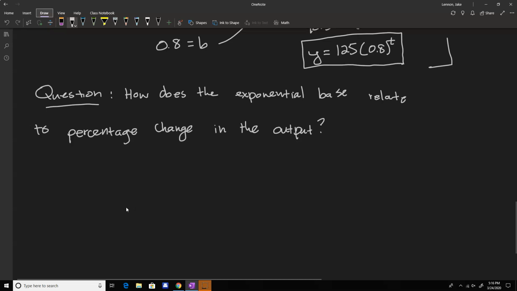And it's actually a pretty simple relationship. So the correspondence is as follows. If we write the exponential base, which we have been denoting with the letter b, as equal to 1 plus r, then r is the percent change.